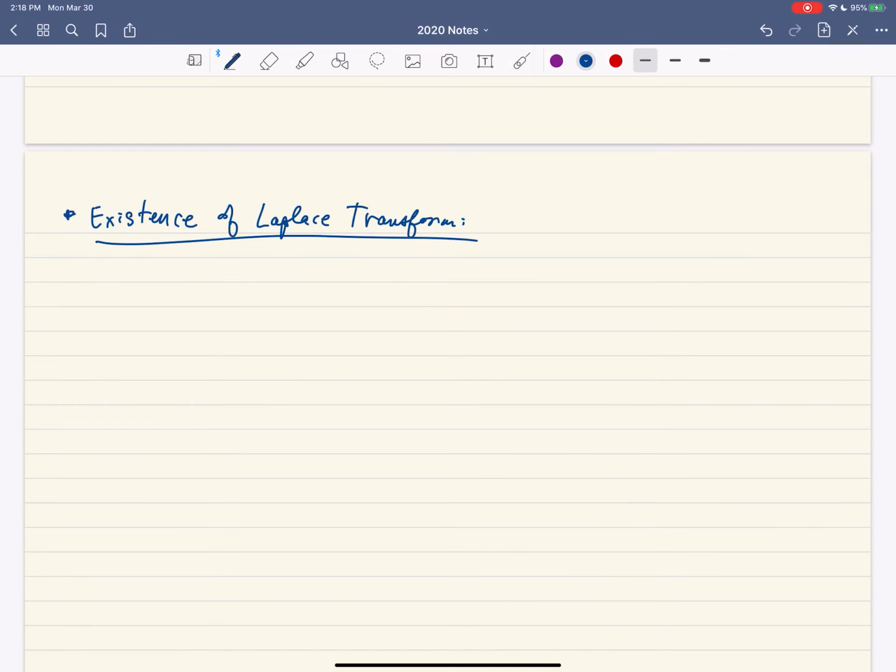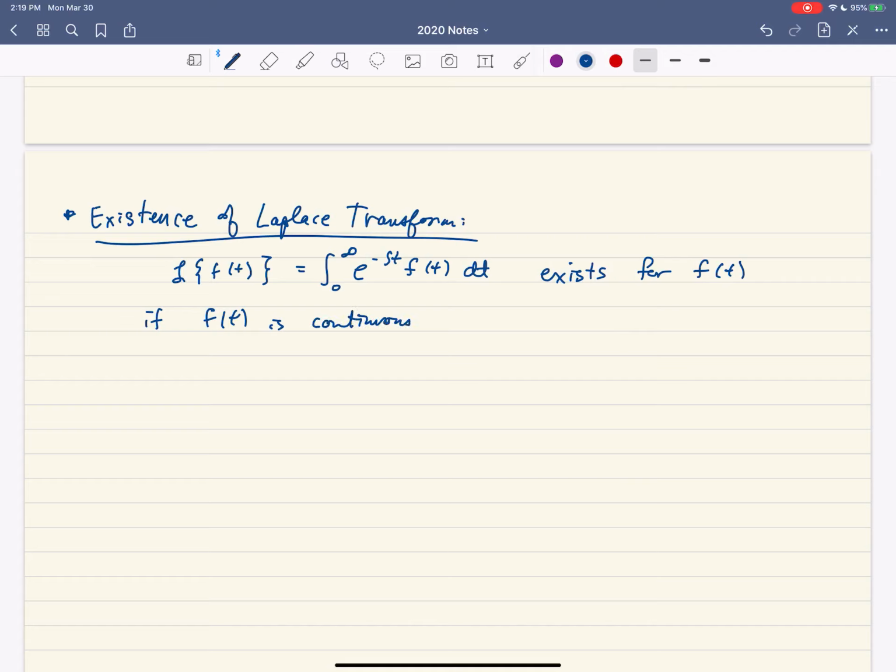If you think about the Laplace transform of some function f, this is the integral from 0 to infinity, e to the negative st, f of t, dt. It turns out that this exists for some function f so long as f is continuous on the interval over which we're integrating, from 0 to infinity, including 0.